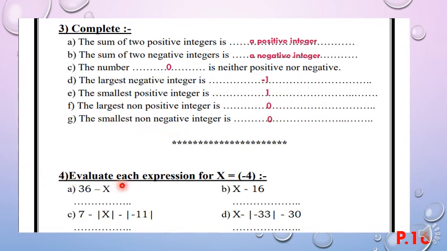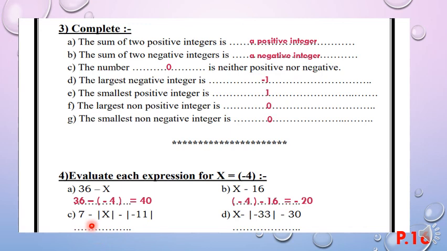Number 4. Evaluate each expression for x equals negative 4, which means whenever I need x, I'm going to put negative 4 instead of it. Letter A. 36 minus x, which means 36 minus negative 4 equals 40. Letter B. x minus 16, which means negative 4 minus 16 equals negative 20.